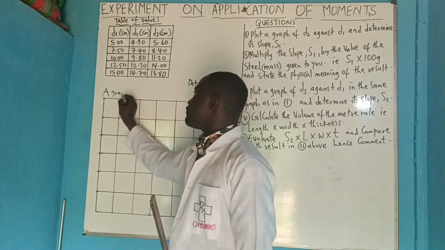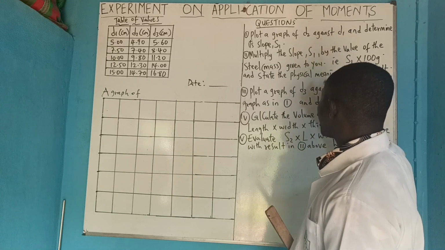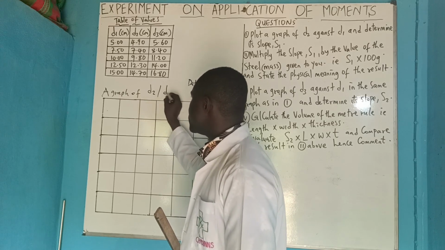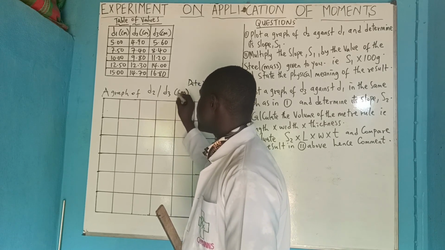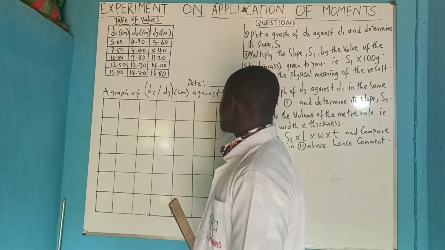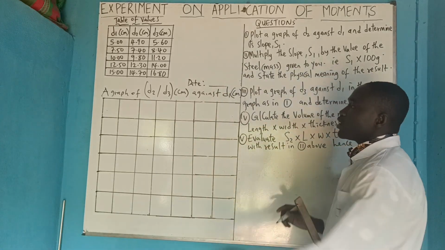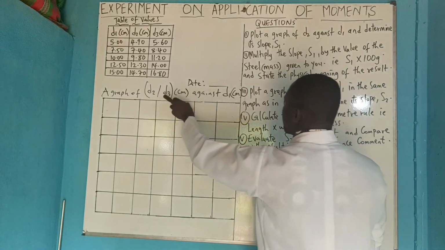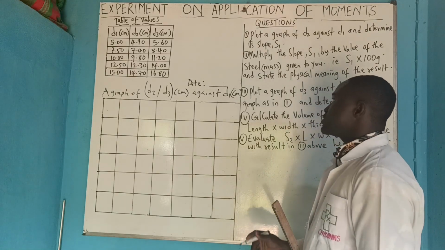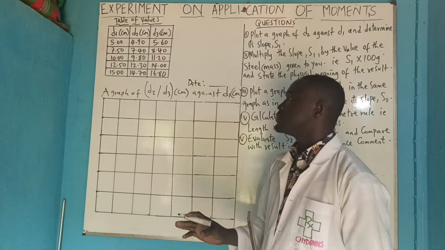A graph of... they say we are to plot D2 against D1 and also D3 against D1. A graph of D2 or D3 in cm against what? D1 in cm. So we are to plot D2 against D1, we are to plot D3 against D1, still on one graph. There are reasons why this graph plotting is asked to be plotted, and we'll see it.